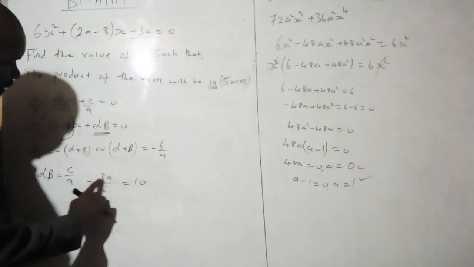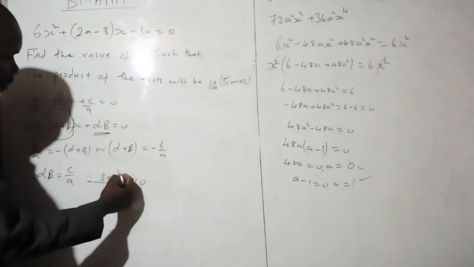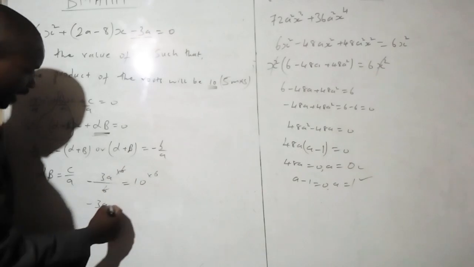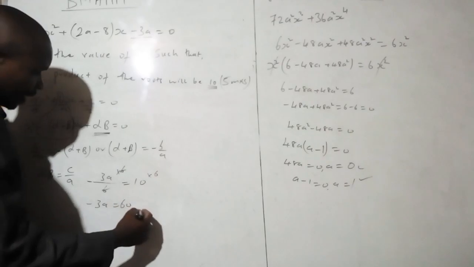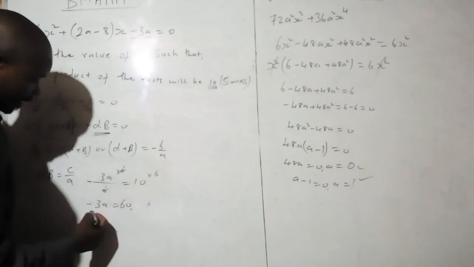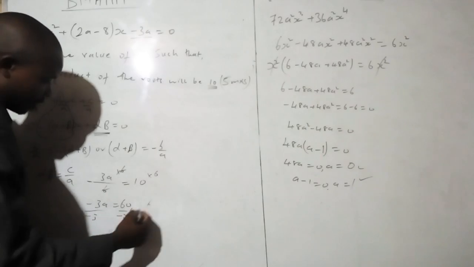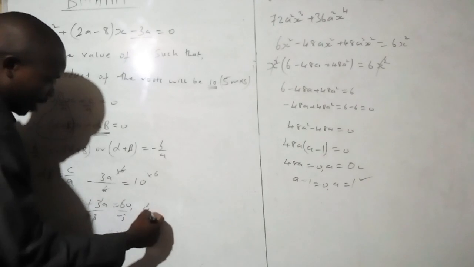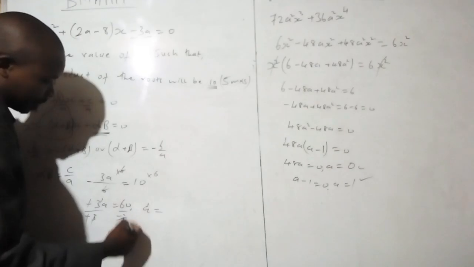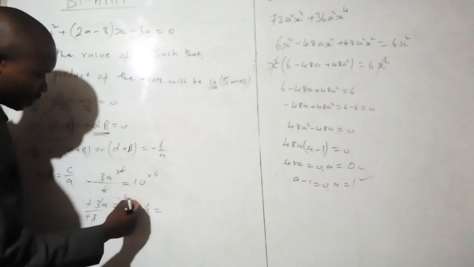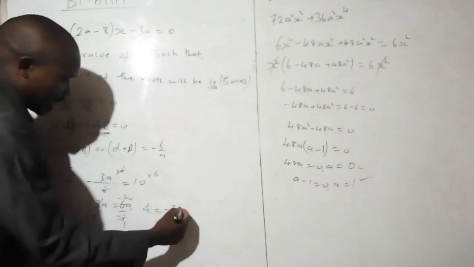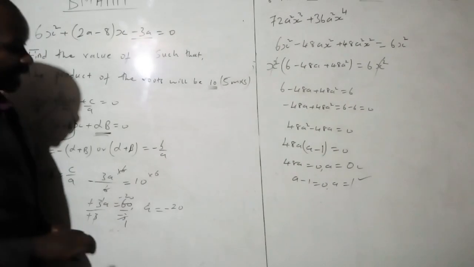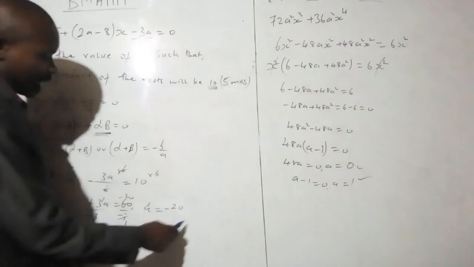We can multiply by 6. Negative 3a is equal to 60. Divide by negative 3 on both sides, and our a will be negative 20, since 60 divided by negative 3 is negative 20. A will be negative 20. That's how we are supposed to handle that question, and how we proceed.